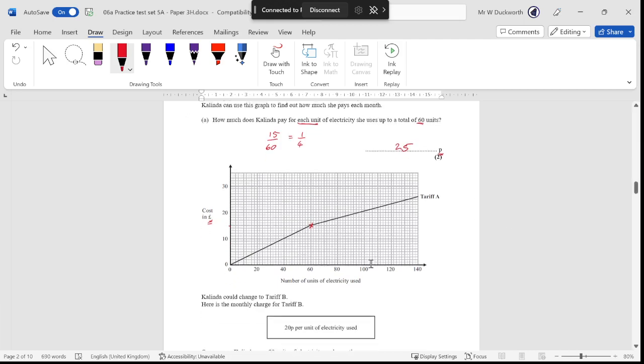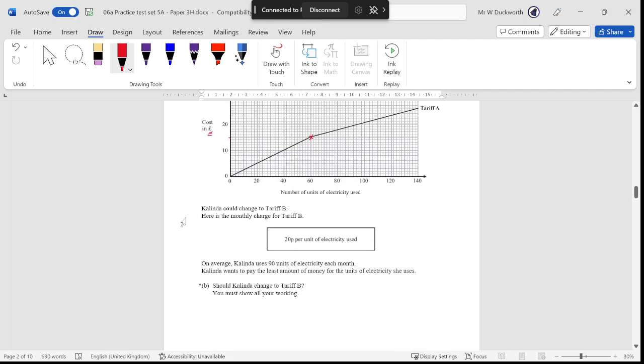For part B, we're told she could use tariff B instead. Here is the monthly charge for tariff B. Kalinda uses 90 units of electricity. So if I look at how much that would cost from tariff A, which is what the graph is, for 90 units, if I go up and then read across, you can kind of see the line, that would be £19.